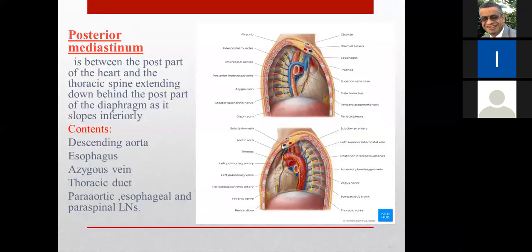The posterior mediastinum lies between the posterior aspect of the heart and the thoracic spine. It contains the descending aorta, this is the descending aorta, the esophagus, as it is shown here, and this is the azygos with the arch of the azygos, and the thoracic duct and lymph nodes, which are the para-aortic, para-esophageal, and paraspinal lymph nodes.